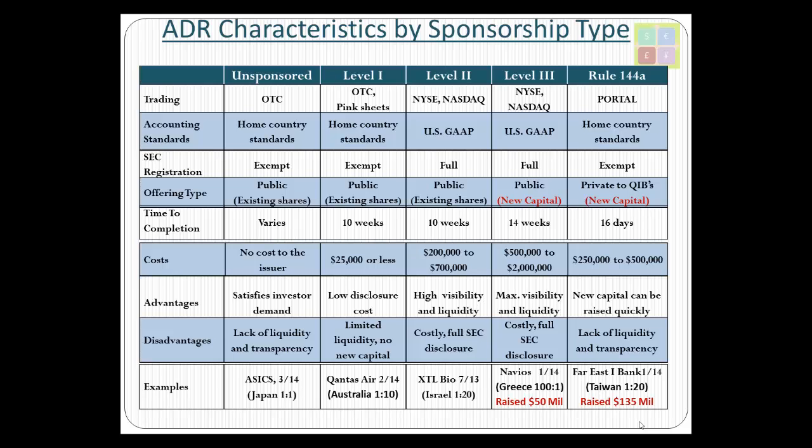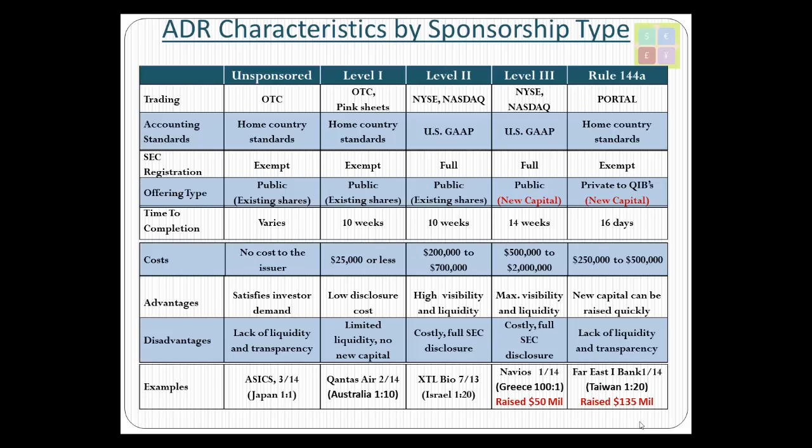Under sponsorship level 2, XLT Bio of Israel issued shares in July of 2013, and the ratio was 1-to-20. That means 20 Israeli shares were used to create one ADR.